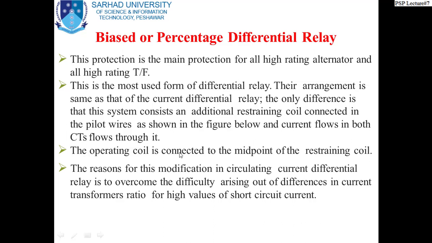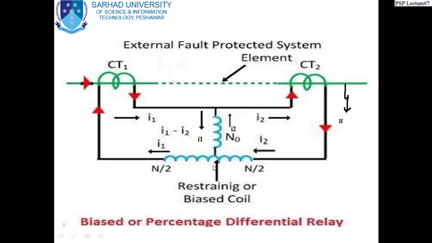The operating coil is connected to the midpoint of the restraining coil. The reason for this modification in the circulating current differential relay is to overcome the difficulty arising out of differences in current transformer ratio for high values of short circuit current. Okay, now see here, this is very important.